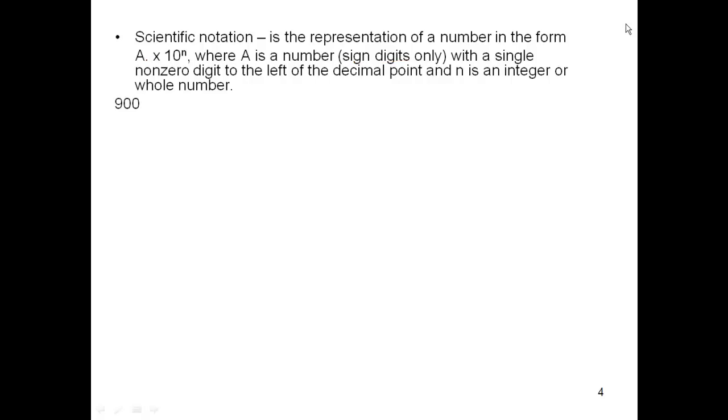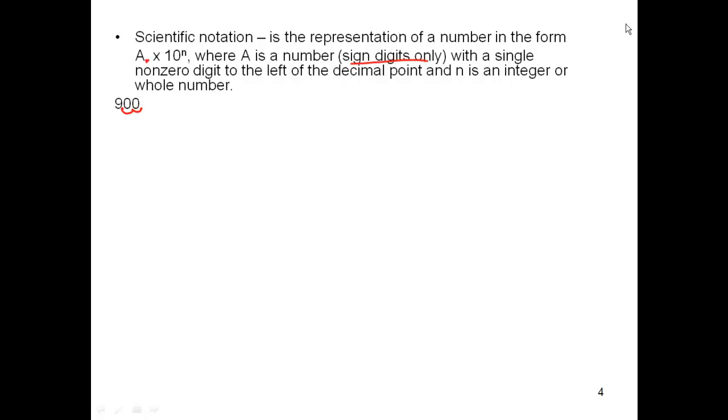900. We can write that as 1, 2, or 3 significant figures. So what we have to do is get that decimal to put it in scientific notation. I have to move that decimal from where it is to right behind that first number. So I have to move that decimal 2 places to the left. That number of decimal places I move gives me my n.